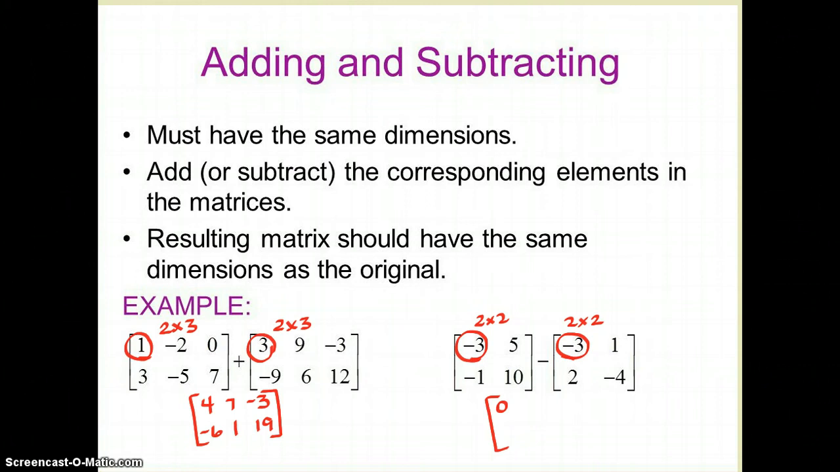In row 1, column 2, a 5 and a 1, I'm doing subtraction. 5 minus 1 leaves me with a 4. Second row, negative 1 minus 2 is actually going to leave me with a negative 3. And lastly, 10 minus negative 4 is actually going to end up being a positive 14. So this matrix has the same dimensions as my two originals, a 2 by 2, and this would be the difference of those two matrices. So adding and subtracting matrices, again, we're just going to add or subtract the corresponding elements to get our resulting matrix.